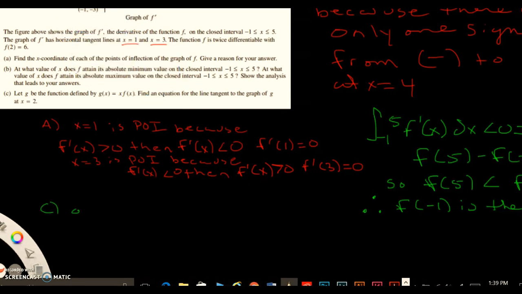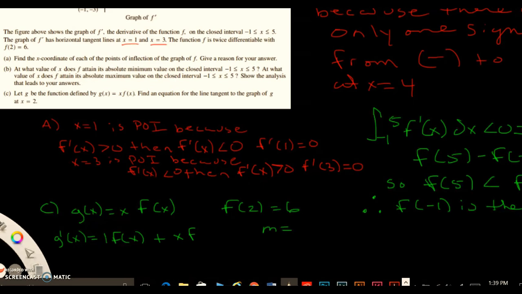So for part C, we have g of x equals x f of x. We have the point f of 2 equals 6. We need a tangent line, so we need to find m, the slope. So g prime of x is going to equal 1 times f of x plus x times f prime of x. And now we have to plug in the 2: 1 times f of 2 plus 2 times f prime of 2.